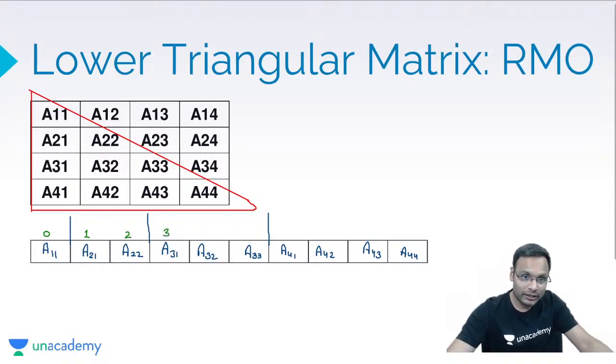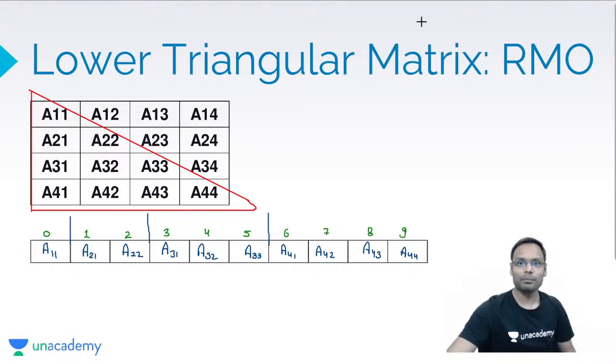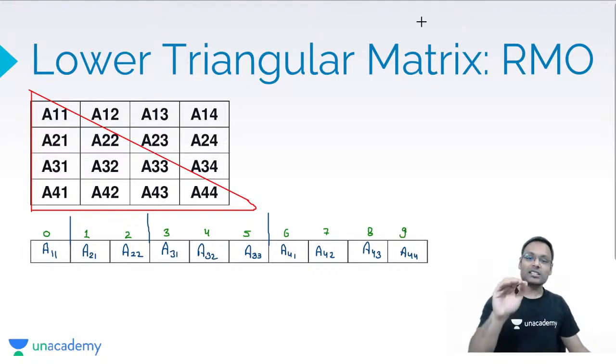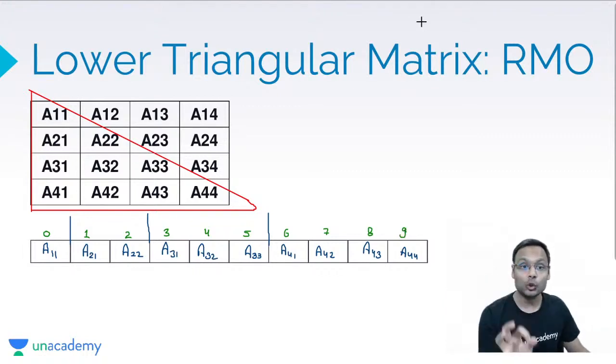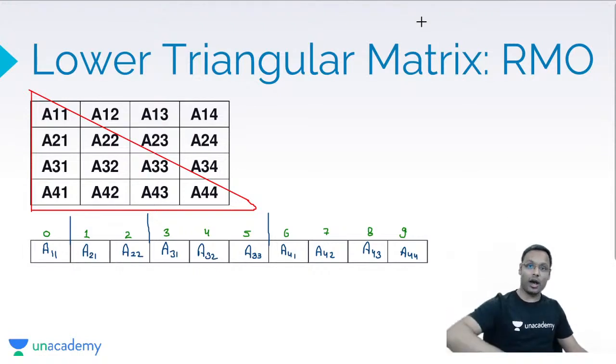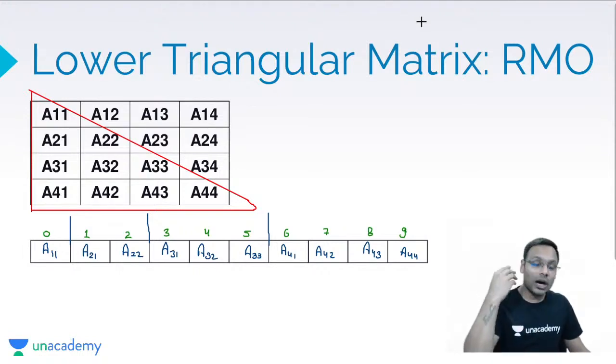For A of 3, 1, relative index 3, here 4, for this one 5, for this one 6, for this one 7, for this one 8, and this one 9. Simple. Easy. Why this relative index is used, I will tell you just now, before we go to a location formula.